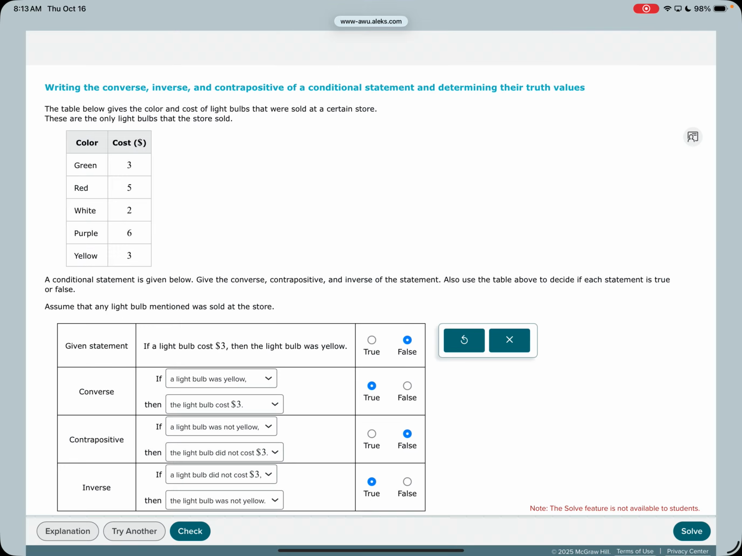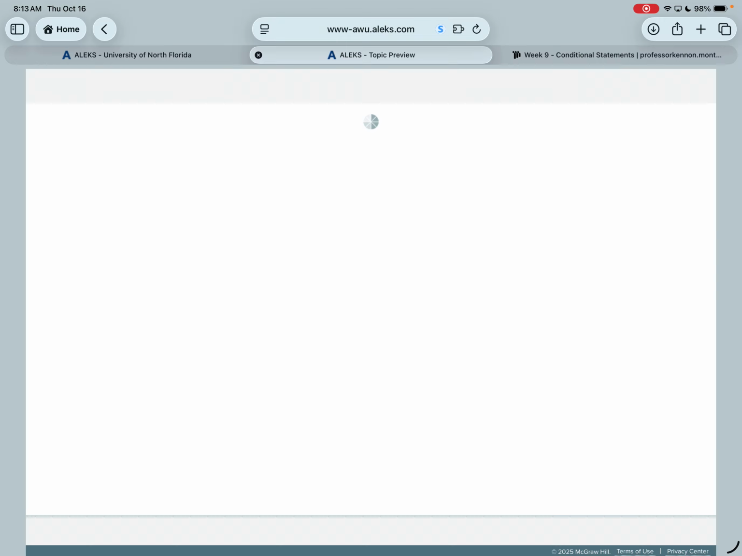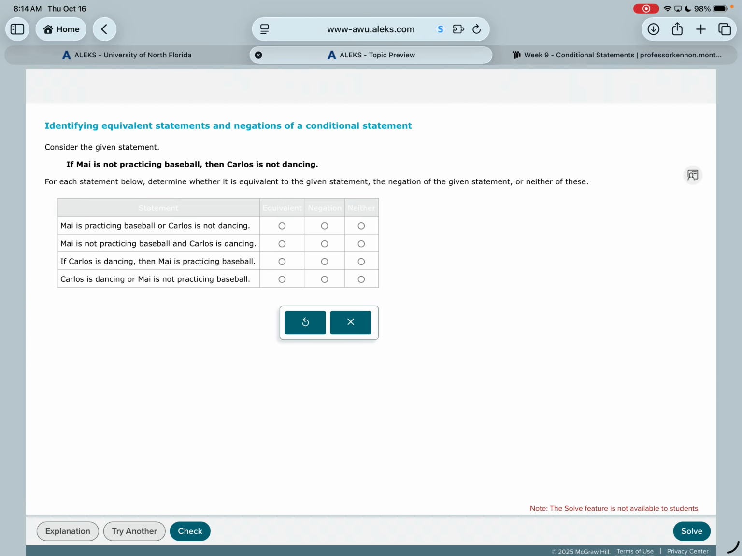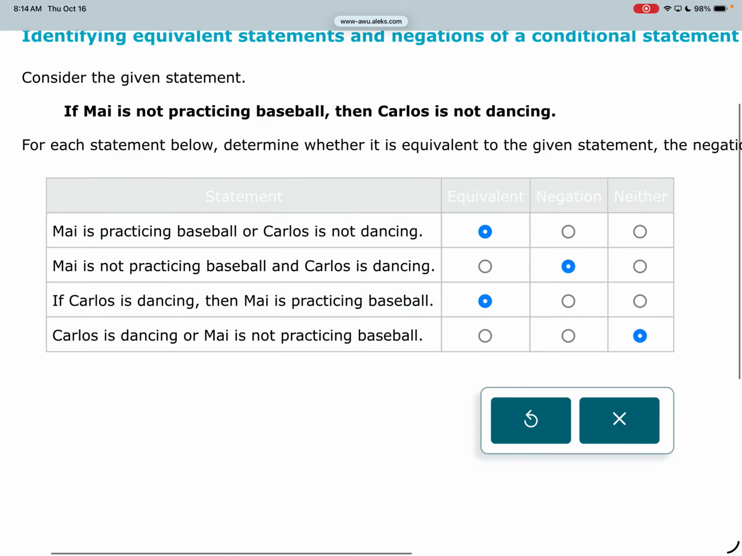All right, identifying some more negation ones. All right, let's look at this real quick and see if we can figure this out if we don't have to look at the words. If Mai is not practicing baseball, then Carlos is not dancing. All right, so Mai is practicing baseball or Carlos is not dancing.